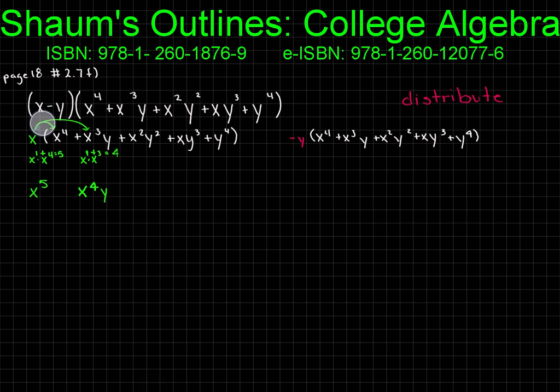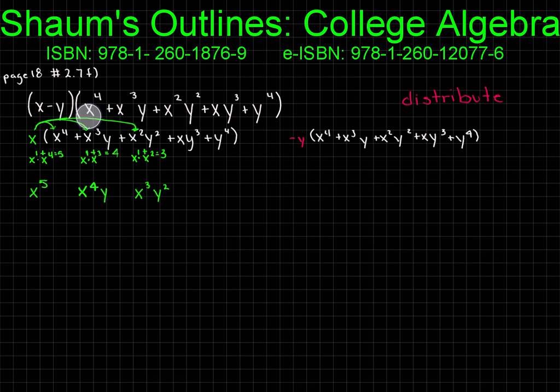Okay, now x times x squared y squared again. I don't have another y, so my y squared is just going to come right down. And I'm going to do x times x squared, add my imaginary 1, and I get 1 plus 2 equals 3. So I get x to the third.